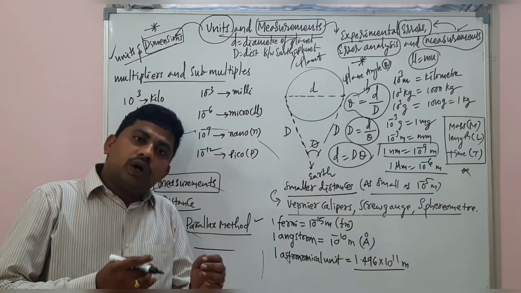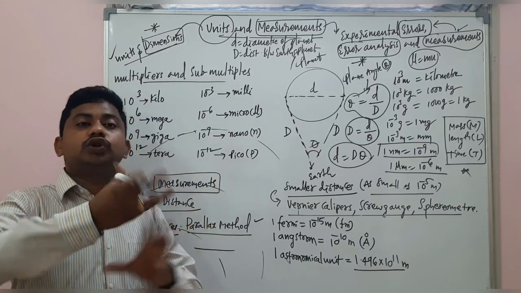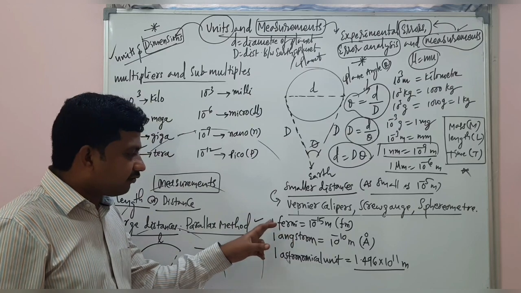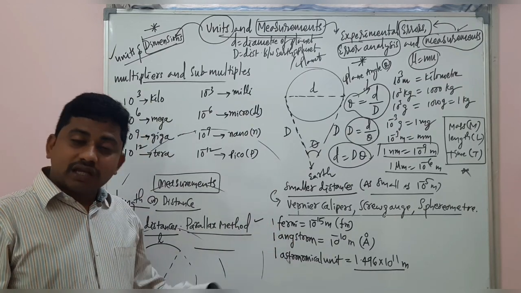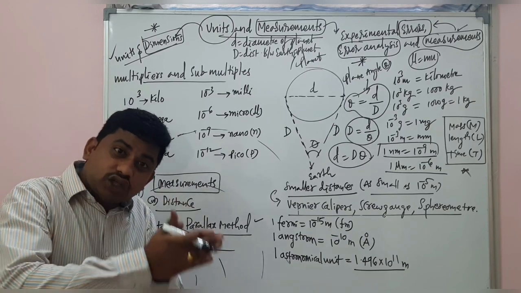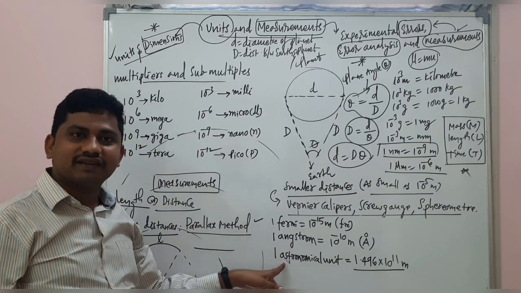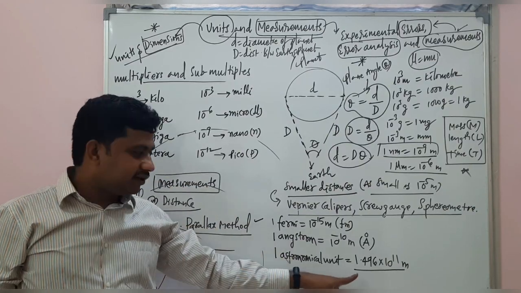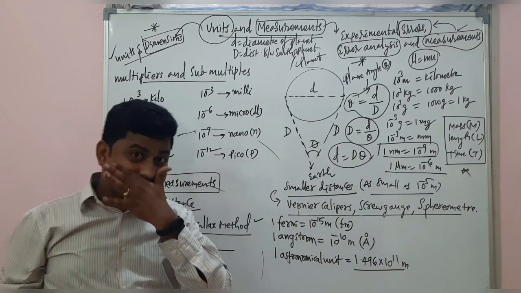Some more symbols or units to measure smaller distances are 1 Fermi and 1 angstrom unit. Some more units are used to measure huge distances, like planetary distances. We'll use the astronomical unit. See how big it is: 1.496 into 10 raised to 11 meter.